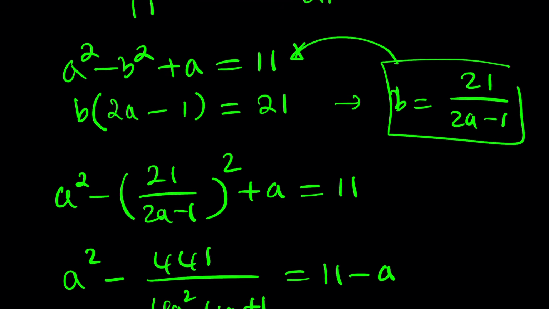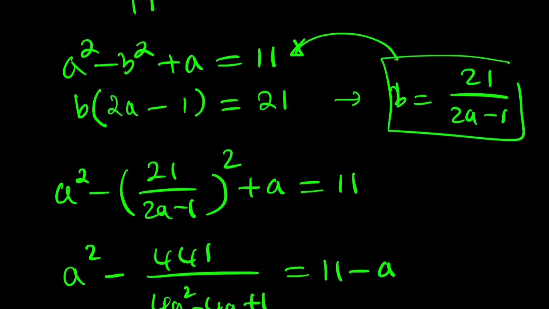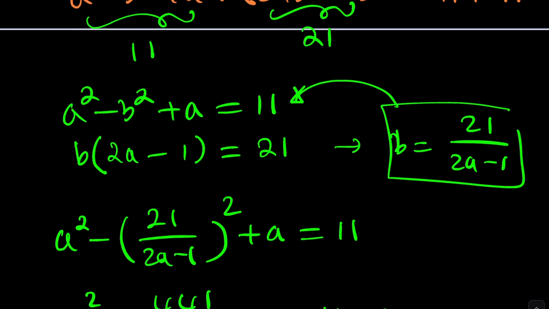Obviously. Now, here's what we're going to do. We're going to go ahead and take a look at this. What if we are looking for really nice solutions? In other words, if you want b to be an integer, 2a minus 1, which is an odd number, by the way, if a is an integer, we want it to divide 21, right? So that we can get an integer out of it.